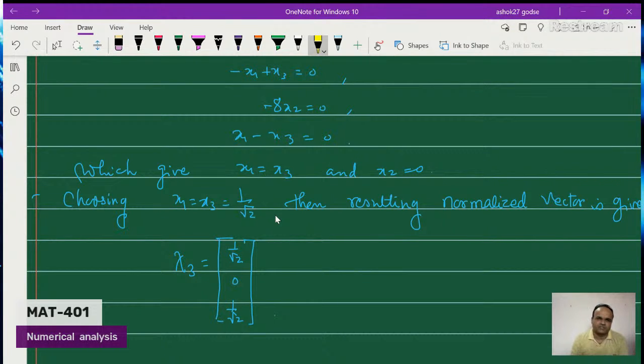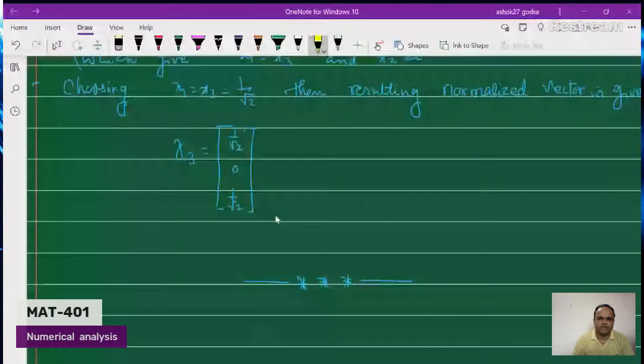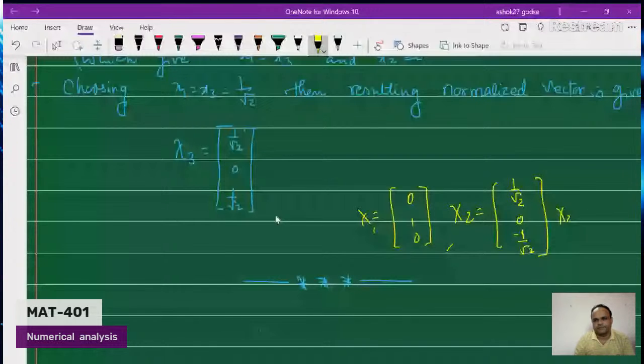So from first and third, you will get x1 equal to x3, and from 2, you will get x2 equal to 0. So from first and third, you are just getting a relation, but you are not getting the values of x1 and x3. These are arbitrary. So choosing x1 equal to 1 upon root 2, the resulting normalized vector is given by X3 equal to 1 upon root 2, 0, and 1 upon root 2. So X1 is equal to 0, 1, 0. X2 is equal to 1 upon root 2, 0, minus 1 upon root 2, and X3 is equal to 1 upon root 2, 0, 1 upon root 2.